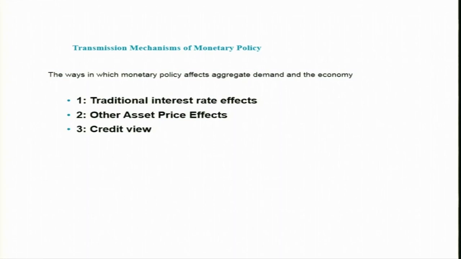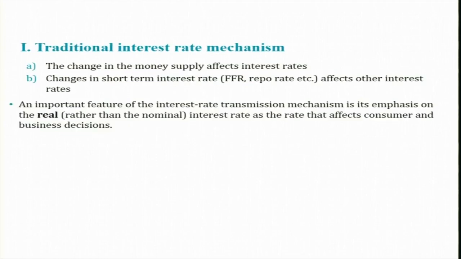So there are several ways in which monetary policy affects the economy. These are actually mainly through aggregate demand. Different economists have identified various channels through which monetary policy affects aggregate demand and the economy. The first one is the traditional interest rate effects. The second one is other asset price effects. And finally, thirdly, the credit view channel. So let's discuss them one by one. Coming to the first one, I think you are familiar with this one. This is called the traditional interest rate mechanism.